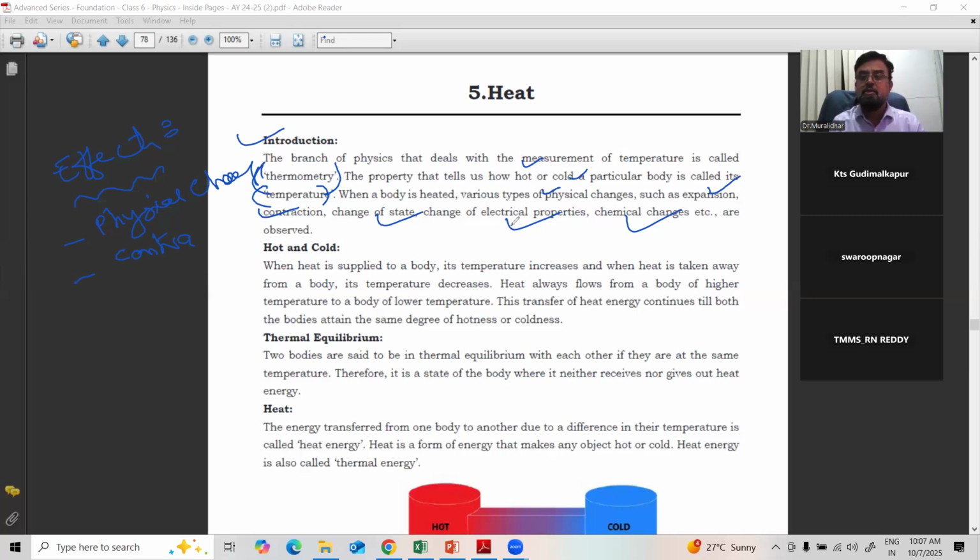Chemical change. Whenever we heat a chemical, it also undergoes changes. For example, when you heat calcium carbonate, on heating it changes to calcium oxide and liberates carbon dioxide. A compound, calcium carbonate, is changing into a new substance called calcium oxide. That is because of heating, the effect of heat. Like this, heat will affect physical change and chemical change. It may expand or contract the substance. These are all the effects of heat.